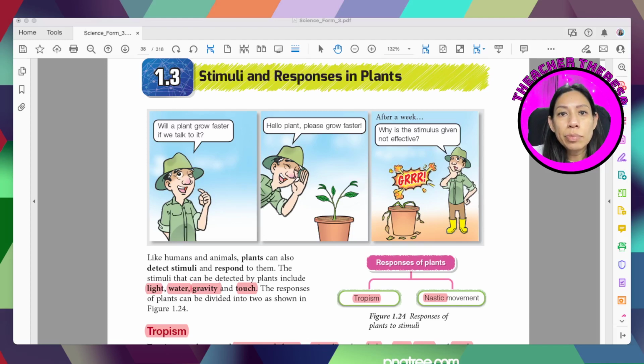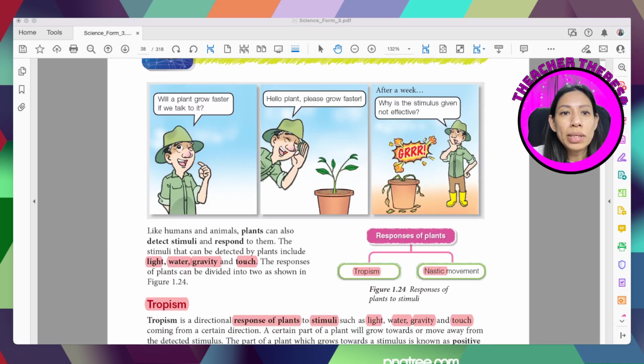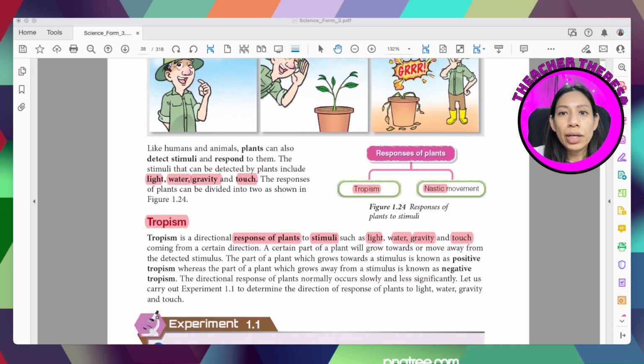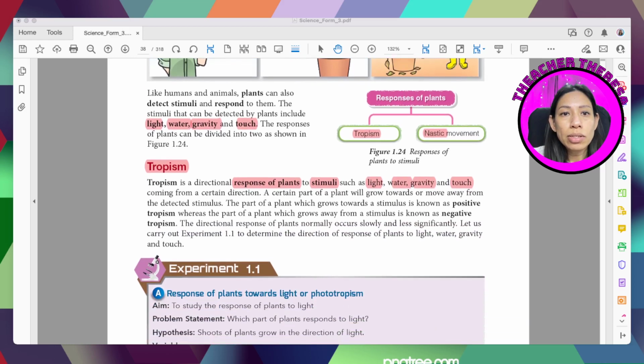Alright, stimuli responses in plants. Let's go to the first part. So we have tropism and nastic movement. The difference is, if we look at the word tropism, it is actually what the plant responds to. If the plant responds to stimuli, there are only 4 stimuli plants respond to, which are light, water, gravity, and touch. So first one, let's go to tropism.